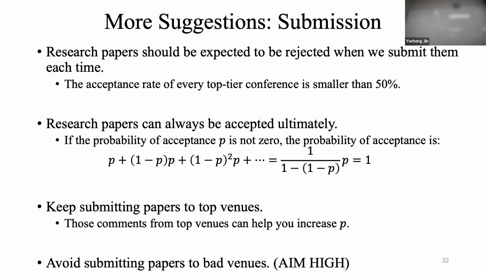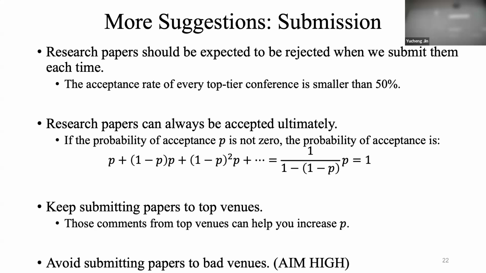It's less than 50%. In some very top tier conferences, like VLDB this year, it's 19%. So the acceptance rate is 19%. When you submit something, you shouldn't expect that it's accepted. It's very normal to be rejected. But do we still need to submit it?